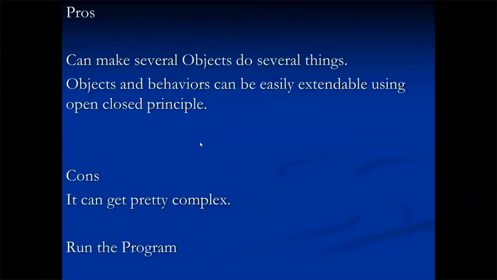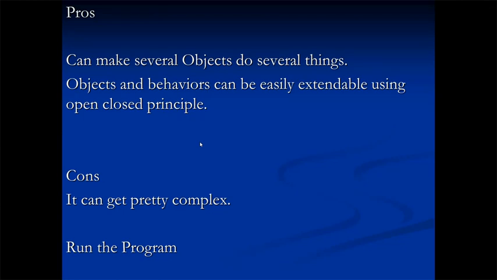The pros are that you can make several objects do several things, as we discussed. So we have a hierarchy of 10 on the left side and 10 on the right side. Say we make it 11 on the left side. The one additional item that we just added on the left side already has access to all the 10 items on the right side. You do not have to do anything more than that.